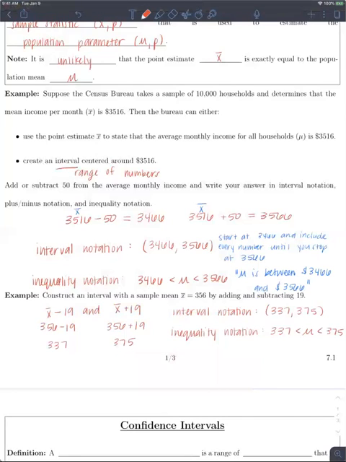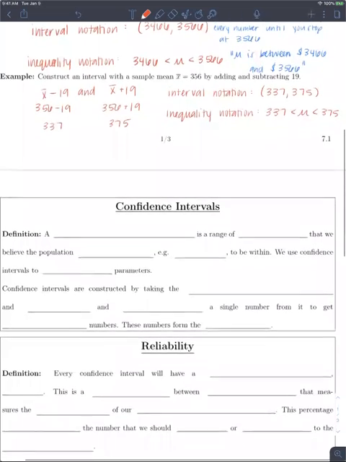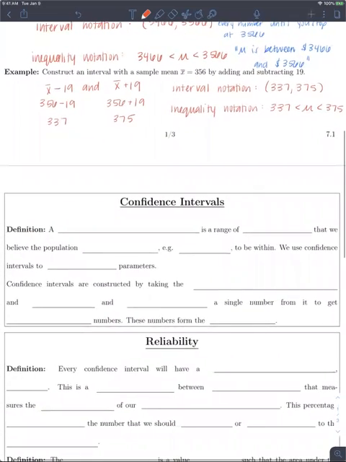Okay, so let's go to page 2. We'll leave that up there if you're still copying. And so here, let's start talking about confidence intervals. This is all of chapter 7. This is what we're going to be focusing on. And so a confidence interval is a range of numbers that we believe the population parameter, which again is either going to be mu or p, to be within.